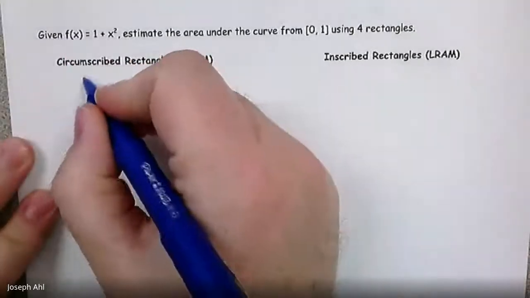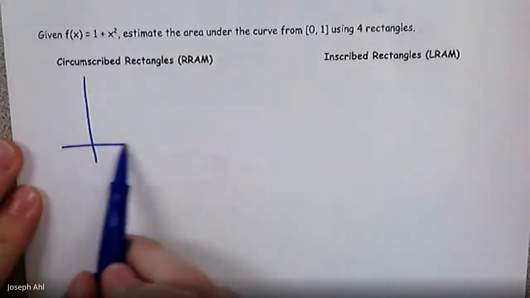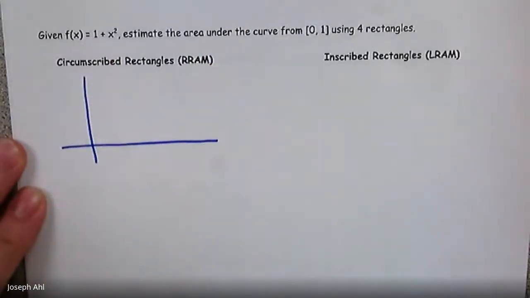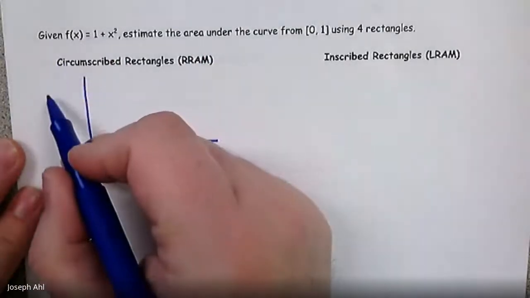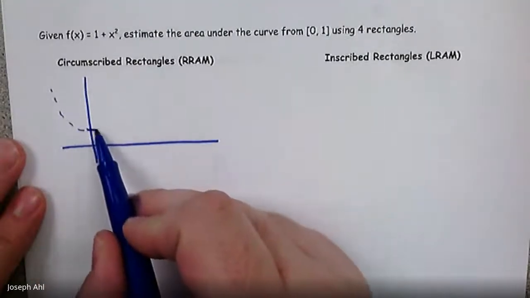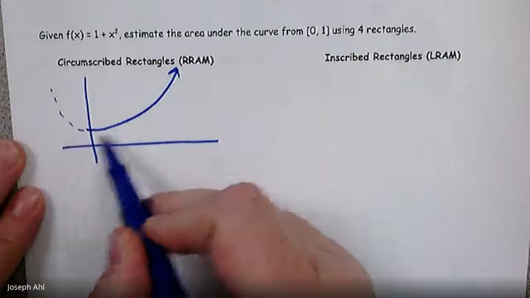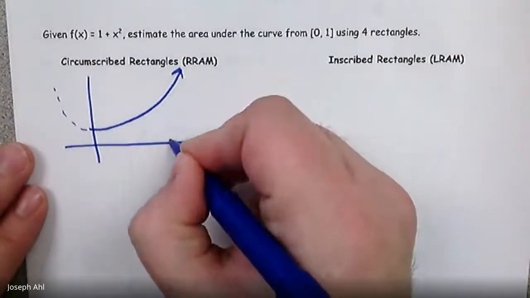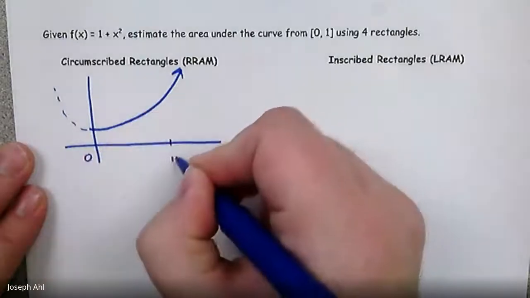So here's what I want you to do. First and foremost, we're only looking at this from 0 to 1, so I'm going to try and make this mostly a quadrant 1 graph. And if we think about 1 plus x squared, what that looks like, it's a parabola shifted up 1 unit, right? So I'm going to really exaggerate and extend that off to the side here. And we want to find the area from 0 to 1.